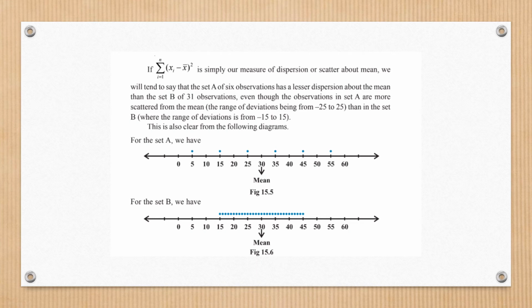If this summation of xi minus x bar squared is simply our measure of dispersion or scatter about the mean, we will tend to say that the set A of 6 observations has lesser dispersion about the mean than the set B of 31 observations, even though the observations in set A are more scattered from the mean. This is the analysis you can see here: the data is more scattered, whereas here it is aligned towards the center.